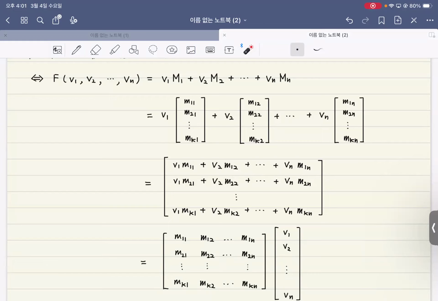So this is why we are so interested in them. Being able to have such a nice k by n matrix is really good because, well, the point is every linear function must have such a nice matrix. And this matrix is called the matrix representation of the linear function f.